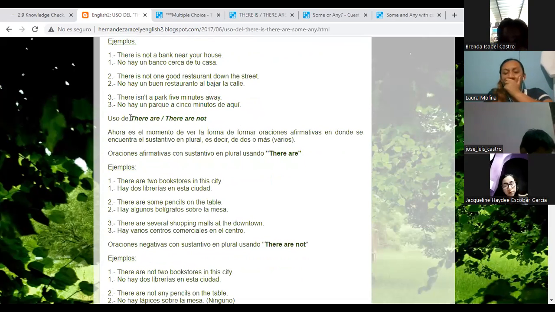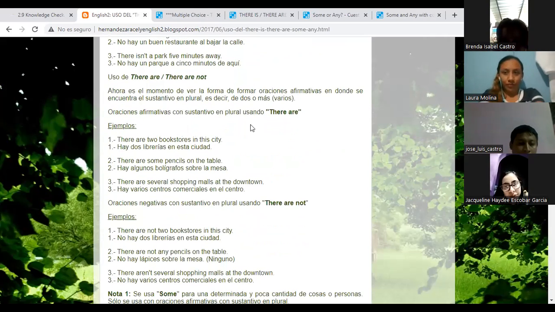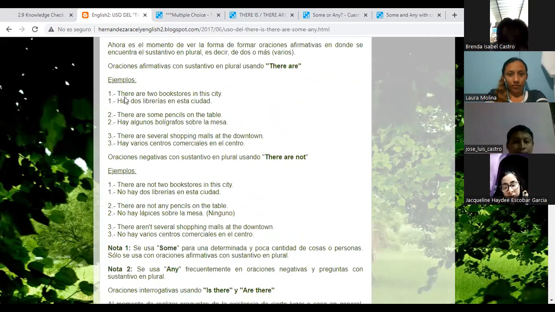Now, guys, there are or there are not. Ahora vamos a ocupar el there are, que es para plural, para decir dos o más cosas. So, for example, there are two bookstores in the city. Hay dos librerías. Bookstores, librerías. There are some pencils on the table. Pencils, plural. Hay algunos bolígrafos sobre la mesa.